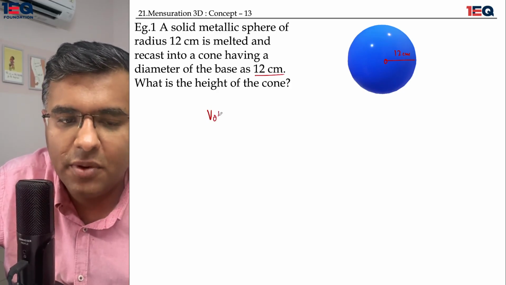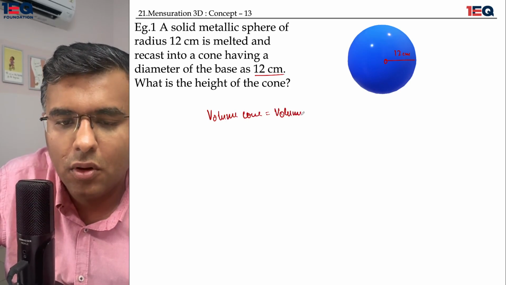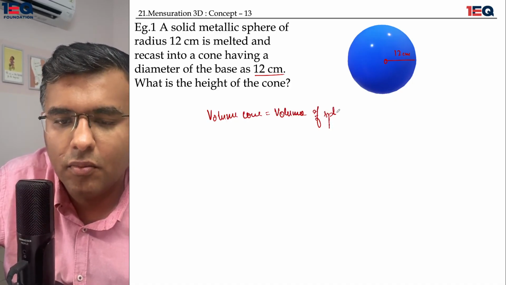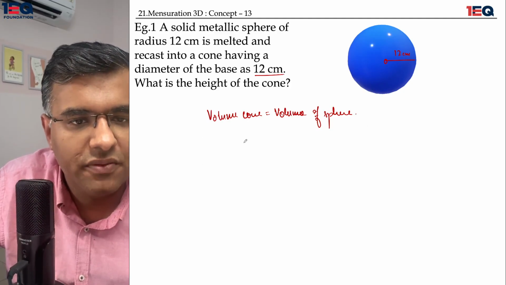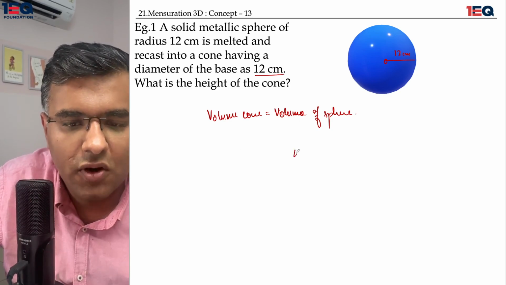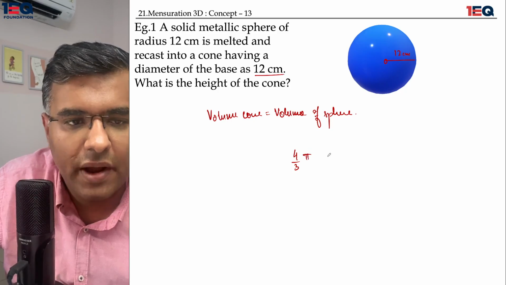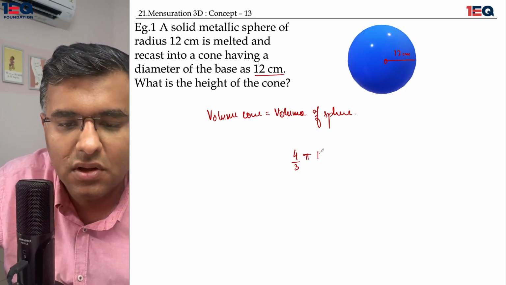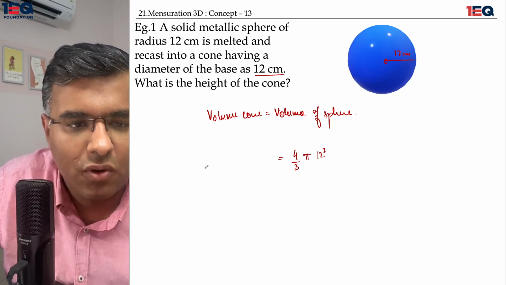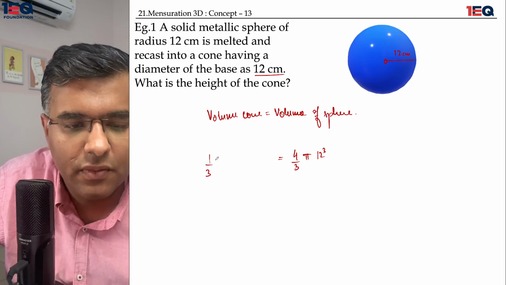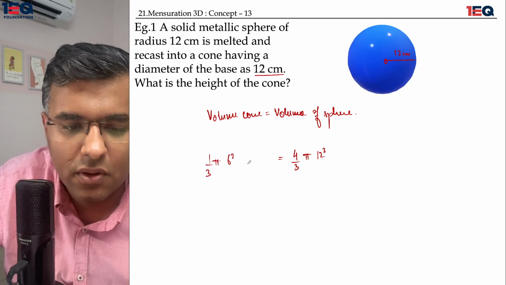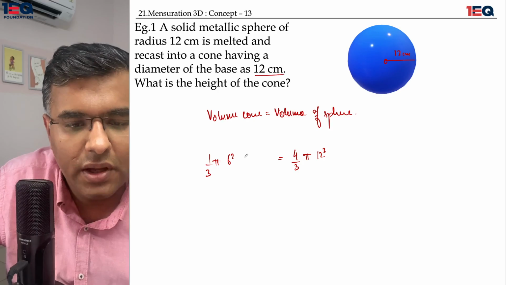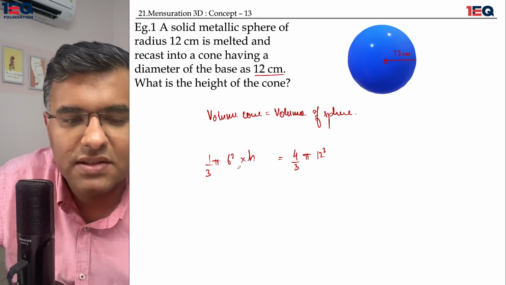We'll employ the same formula, the volume of cone being equal to volume of sphere. So what's the volume of sphere that we are looking at? The volume of sphere is nothing but 4 by 3 pi r cube. The value of r is 12, so I'll write 12 cube over here. And the volume of cone is 1 by 3 pi r square h. r square is not 12 square, r square is 6 square. h is something which I need to find out.